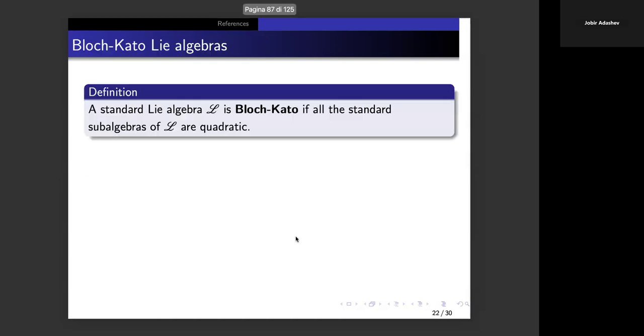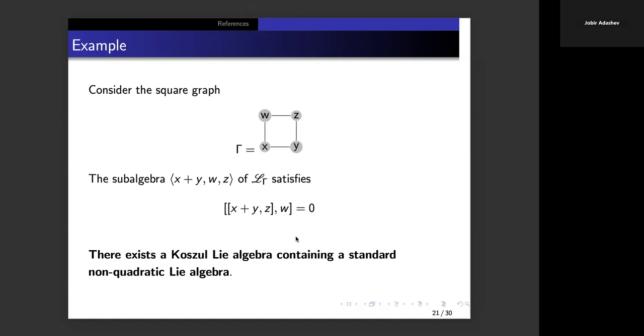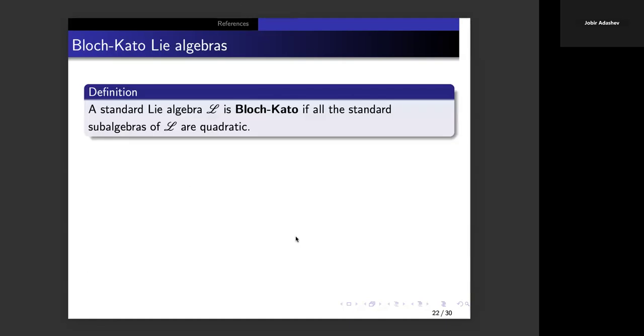This suggests a definition. Actually, the motivation for defining this class of Lie algebras comes from Galois theory, but I will not spend any word about it. So we will call a standard Lie algebra a Koszul-type, or "bloccato", Lie algebra if all the standard subalgebras of the Lie algebra are quadratic. So bloccato means standard, and all standard subalgebras are quadratic.